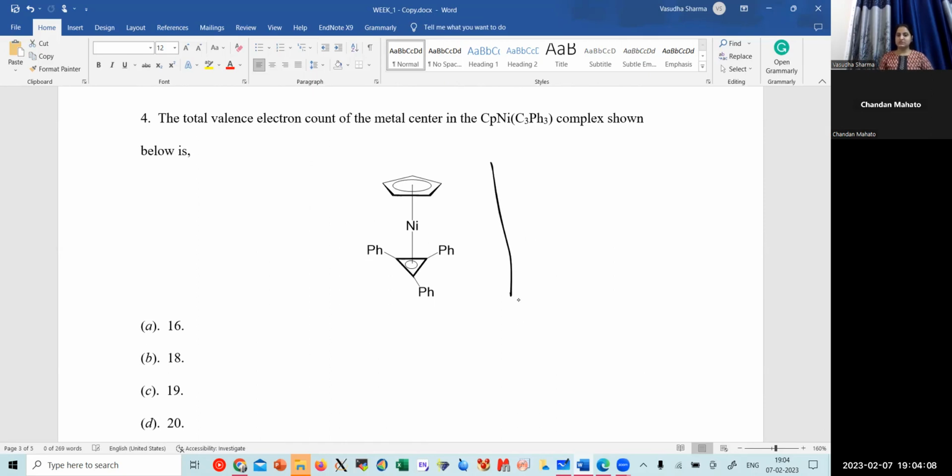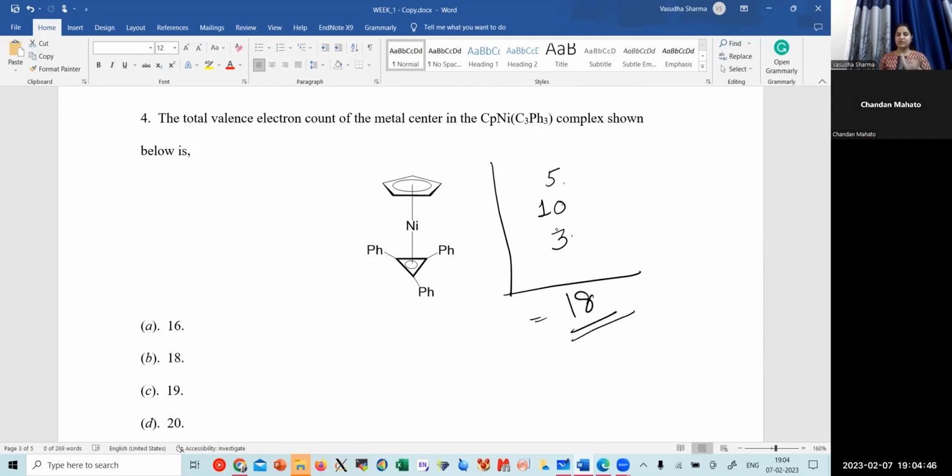How many electrons does Cp give? Can you please answer? 5, right. 5. And nickel, 10, right? And the C3PH3, cyclopropenyl, because it is coordinated to three carbon centers, that's why the middle ring over there, so it will give you 3 electrons. So 5 plus 3 plus 10, it's an 18-electron species, right?